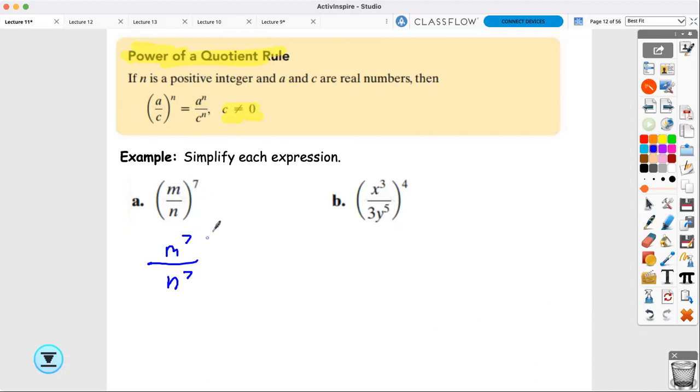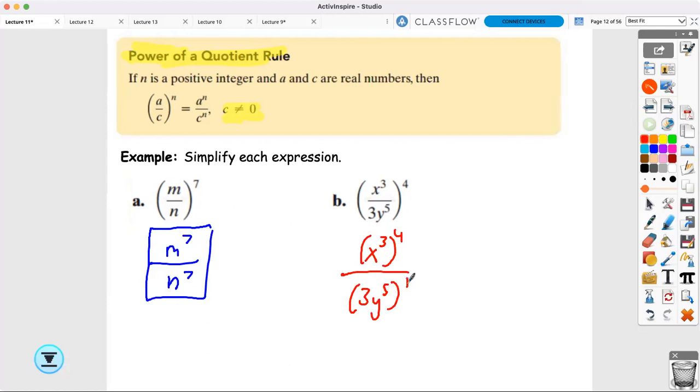Everything at the bottom. So for A, it's a little bit easier because M and N are separate, so different bases, so nothing happens there. And they're both on top and bottom, so we just put the 7th. Now for B, it gets a bit juicier because now we have a power on top. So what happens is we get x cubed to the 4th power on top. And then we get parentheses, 3 to the y fifth to the bottom.